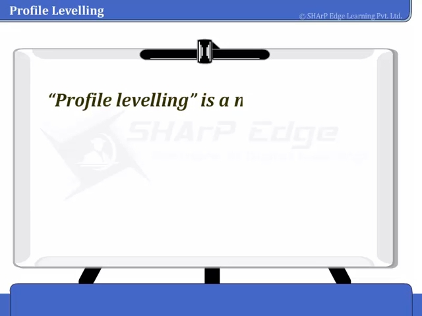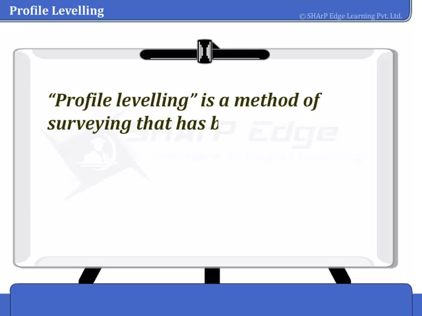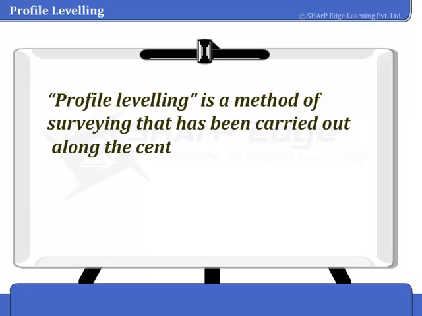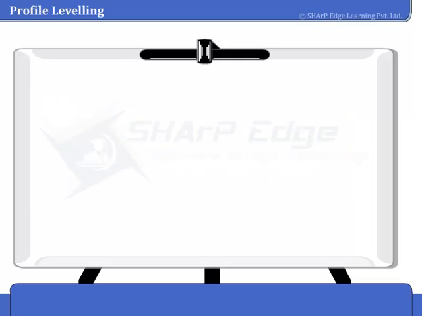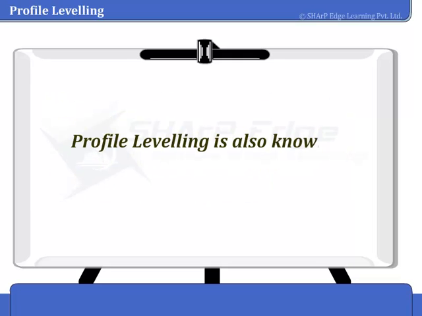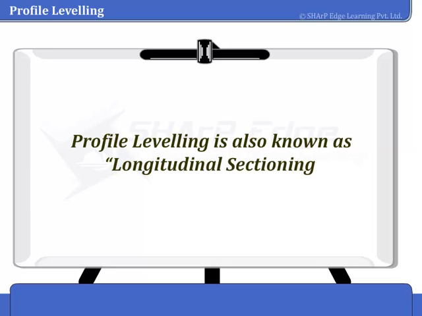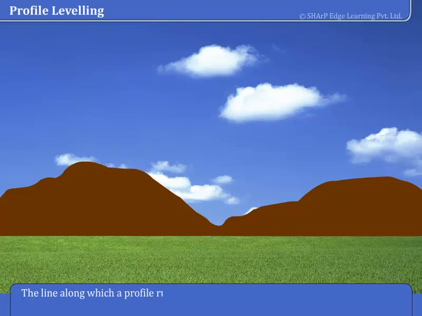Profile leveling is a method of surveying that has been carried out along the central line of a tract of land on which a linear engineering work is to be constructed. Profile leveling is also known as longitudinal sectioning. The line along which a profile runs is to be marked on the ground before taking any observation.